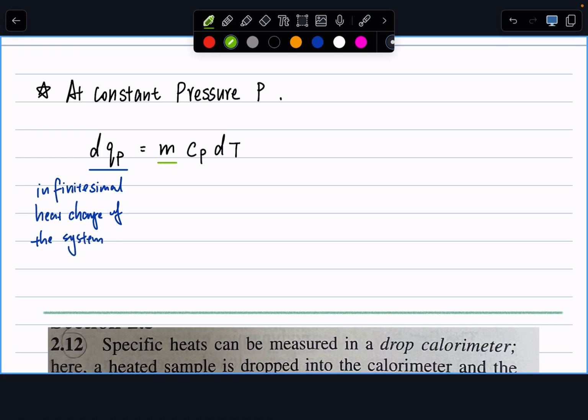Now, mass, that's the mass of the system we care about. Cp is a specific heat at constant pressure. And dT is the infinitesimal change of temperature.